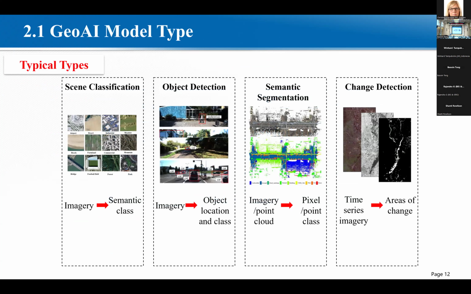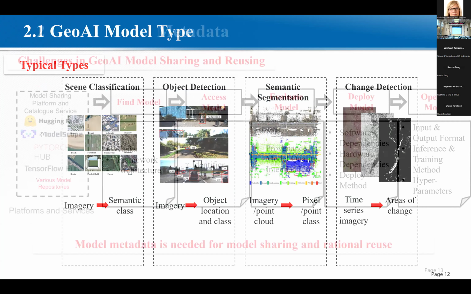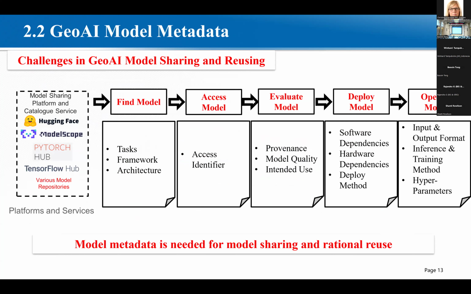In remote sensing, we always have these tasks, and scientists are using these platforms to share their models. So for users, they need to first find the model and access it locally so that they can use it. And they may evaluate the model based on the provenance of the model, the quality of the model, and the detailed intended use of the model. And then they need to deploy the model locally.